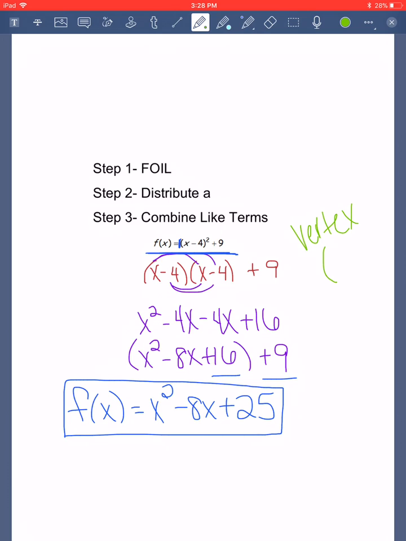You always go inside of the parentheses, and you're going to take the opposite of that number. So it's a negative 4 in the parentheses, so it's going to be a positive 4. And that's going to be the x of our vertex. And then the y of our vertex is that number that's just tagging along at the end, and you don't change the sign of it. So our vertex is (4, 9). So always take the opposite of inside the parentheses, and that's the x of the vertex, and then the number hanging on at the end is the y of the vertex.